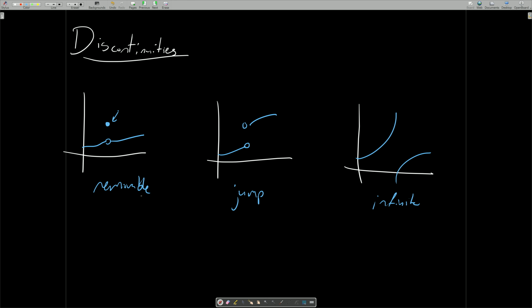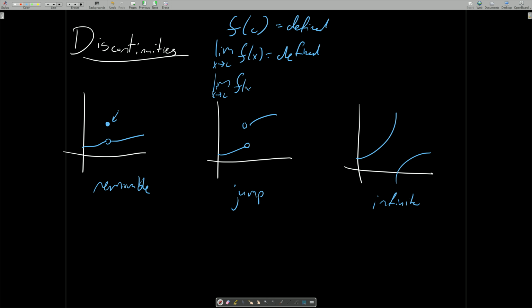There are 3 conditions for a function to be continuous. First, that the function is defined, if it has an actual value. The limit exists, it's also defined. And the limit is equal to the actual value.